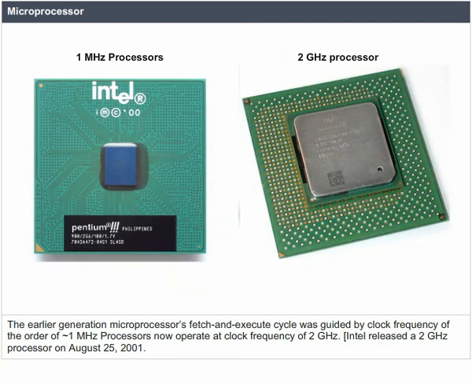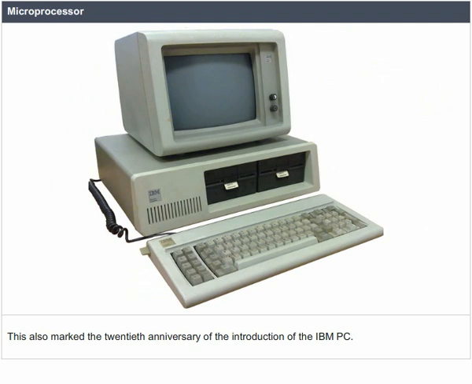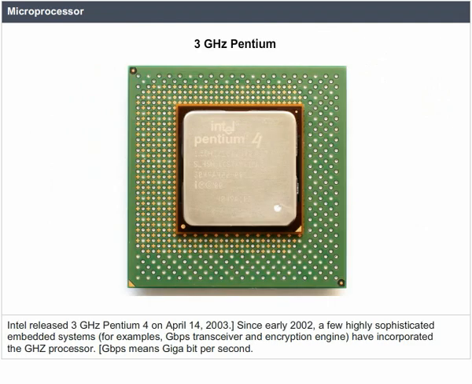The earlier generation microprocessors' fetch and execute cycle was guided by clock frequency of the order of 1 MHz. Processors now operate at clock frequency of 2 GHz. Intel released a 2 GHz processor on August 25, 2001. This also marked the 20th anniversary of the introduction of the IBM PC. Intel released 3 GHz Pentium 4 on April 14, 2003.